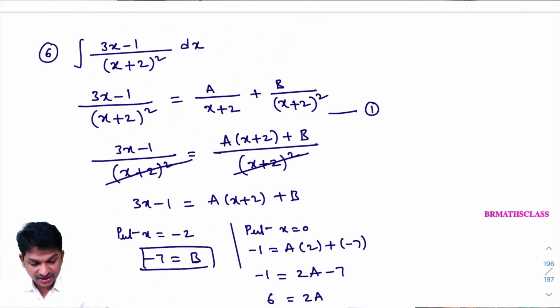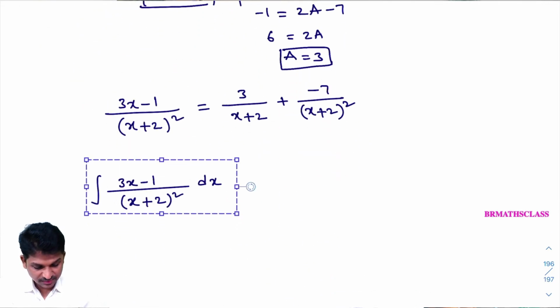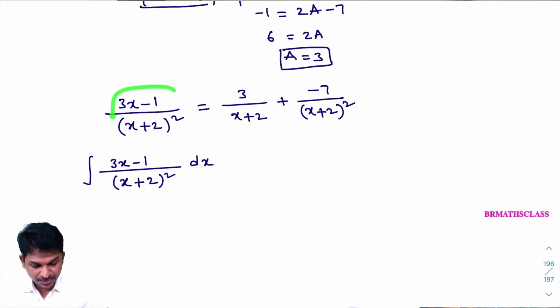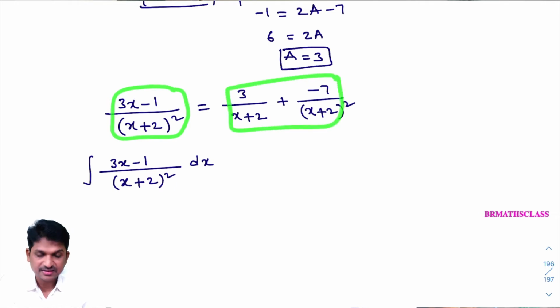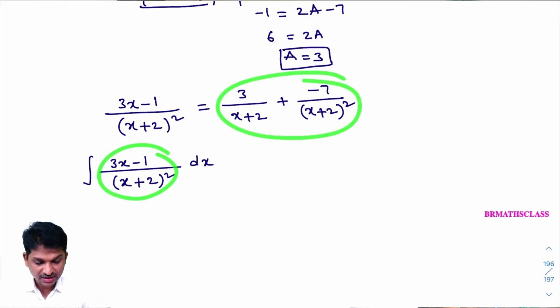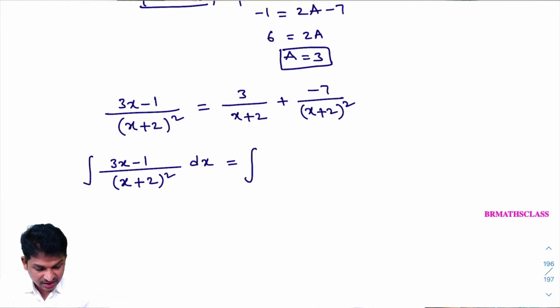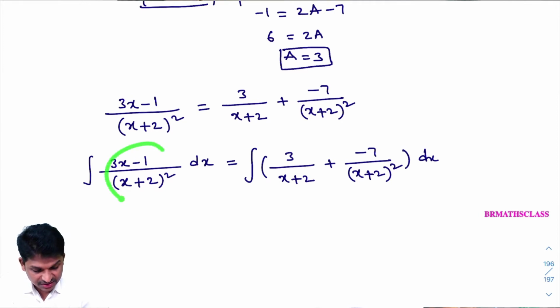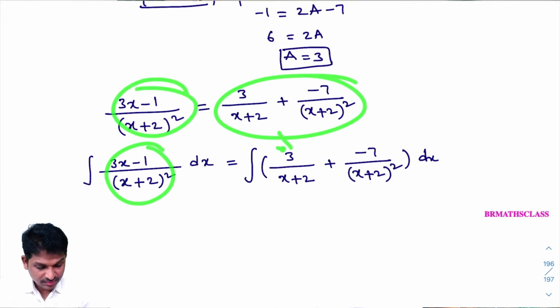Actually, I want to integrate this one. I'll copy it. Now look here, this is the proper rational function. I came to know that this can be written like this. Now what I'll do, in place of this I'll write this one. That equals the integral of, in place of this expression, I can write 3x minus 1 divided by x plus 2 whole square, the written form.